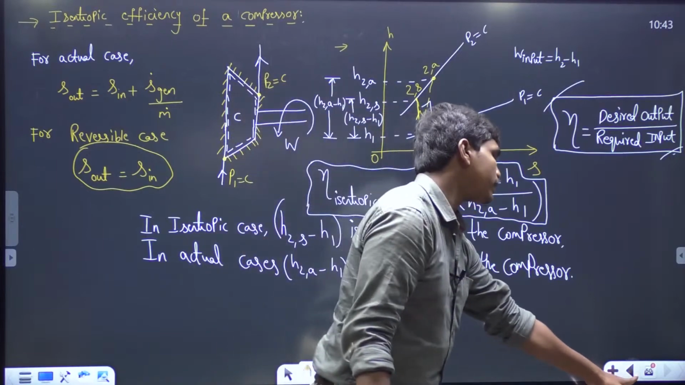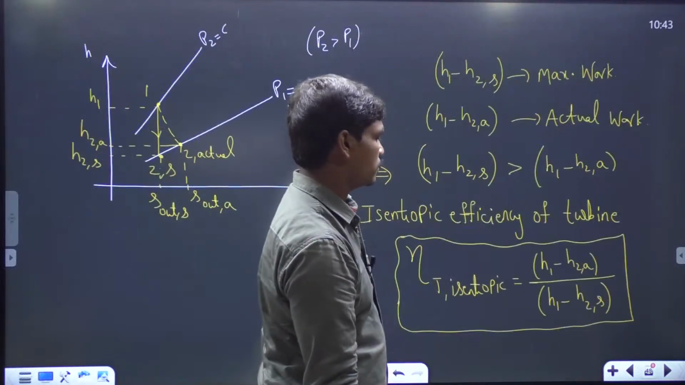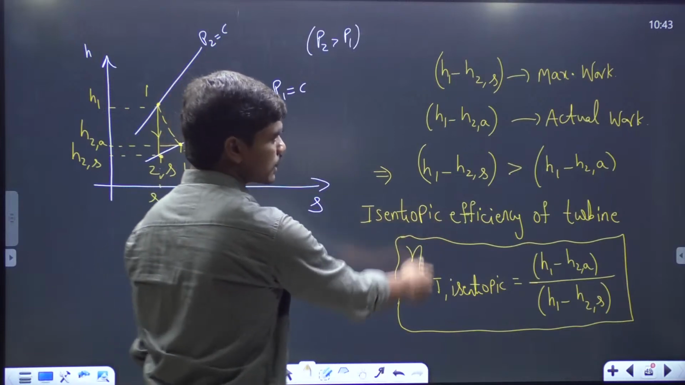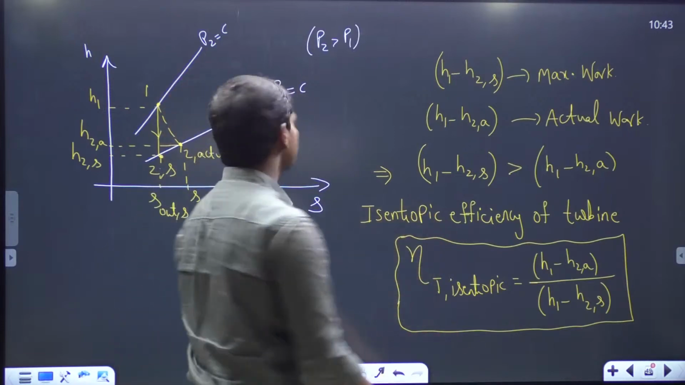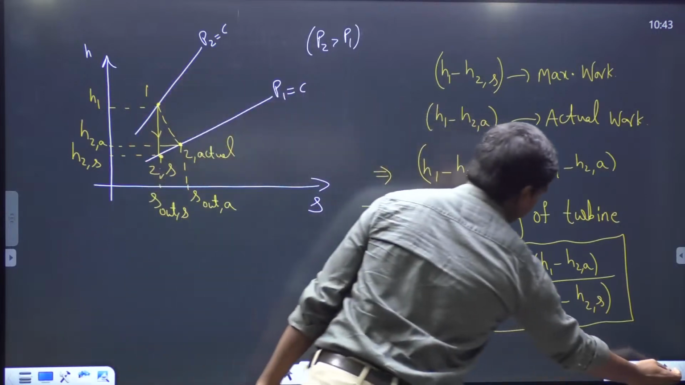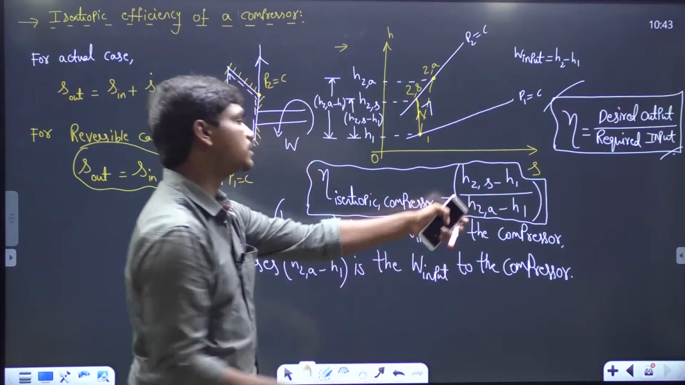If you see the case of the turbine, basically, turbines generally don't capture any inputs, it captures only this output. So this is the formula for the isentropic efficiency of the turbine, and similarly, for the isentropic efficiency of the compressor, this is the formula.